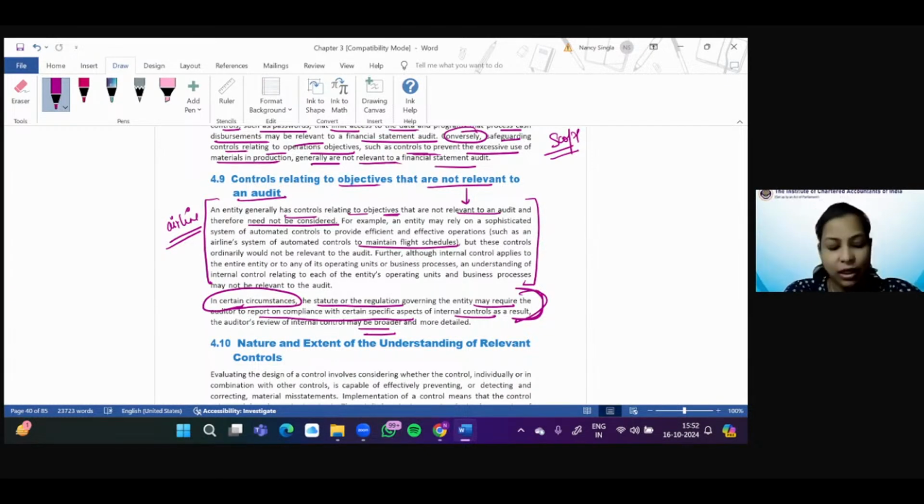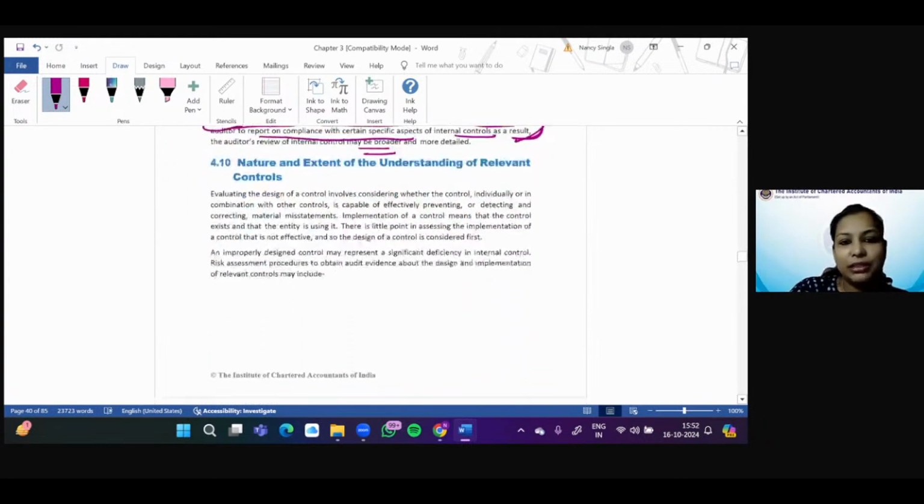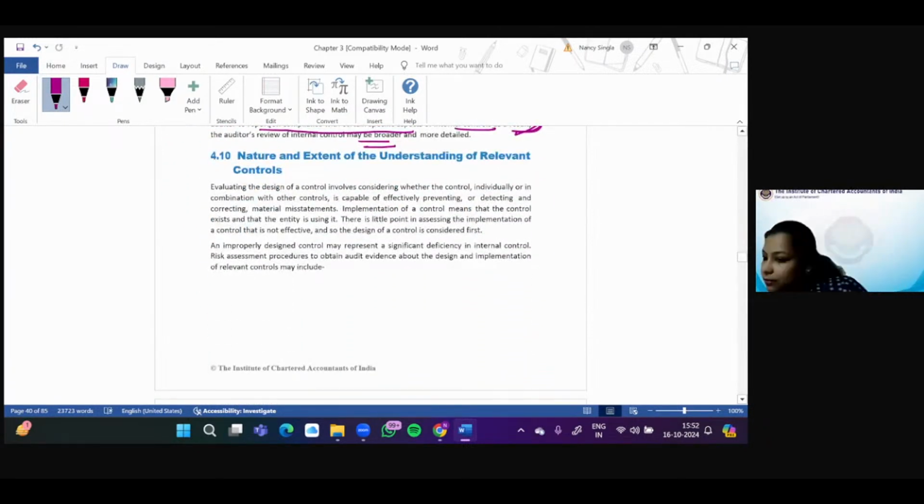Is it clear? Quickly send in your replies. Then we'll start with the next topic. Students, I'm waiting for your replies. So Bhumika, Swati, Om, they are saying yes, ma'am, it is clear.